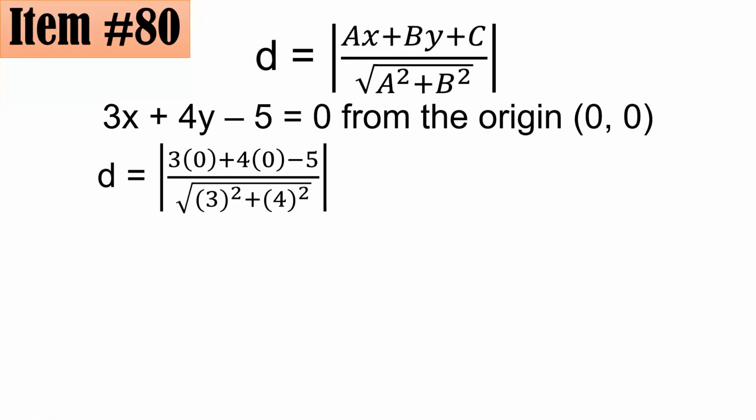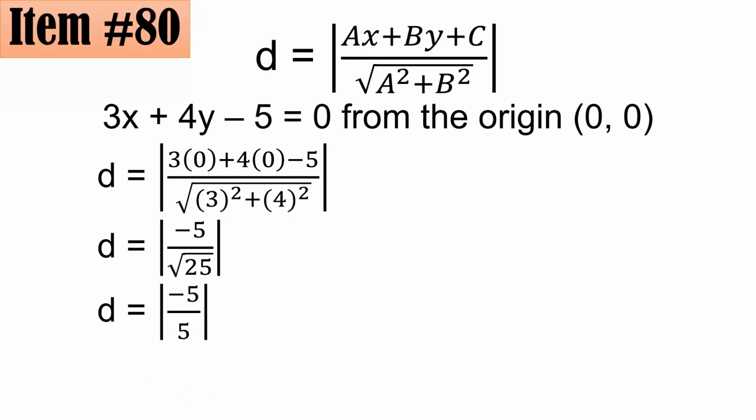the square root of the quantity 3 squared plus 4 squared. The numerator when simplified is negative 5. Your denominator when simplified is the square root of 25, which is 5. So D is equal to the absolute value of the quantity negative 5 over 5. Negative 5 over 5 is negative 1, and the absolute value of negative 1 is positive 1. This means that the line 3x plus 4y minus 5 equals 0 and the point (0, 0) are 1 unit apart.